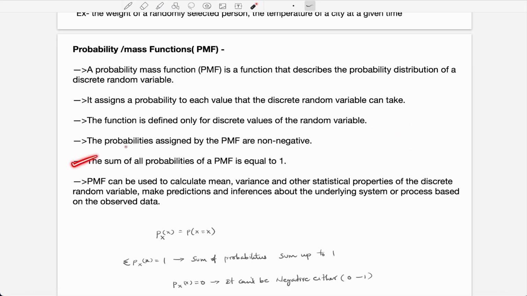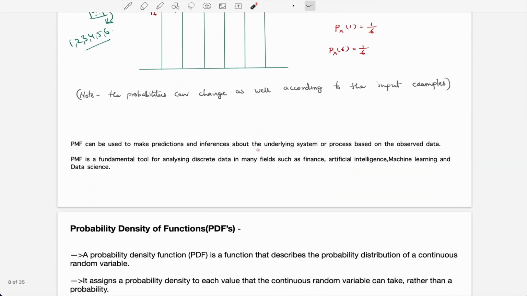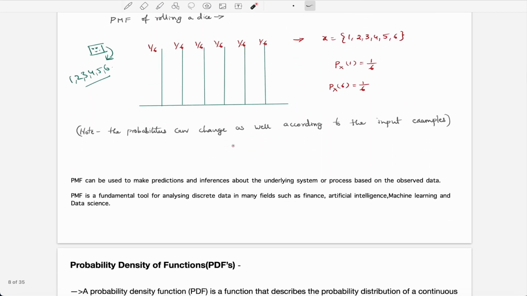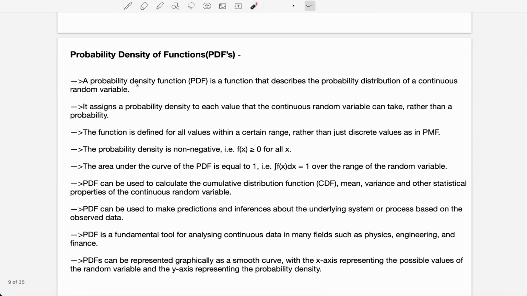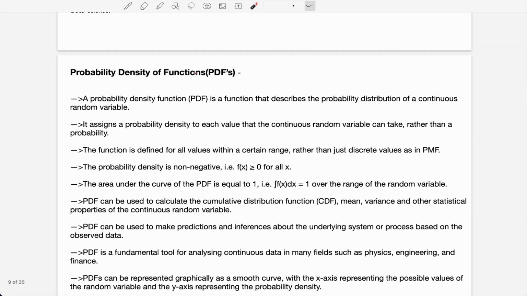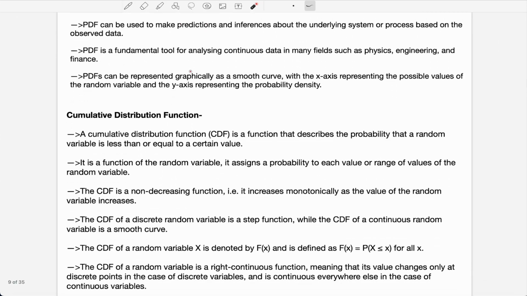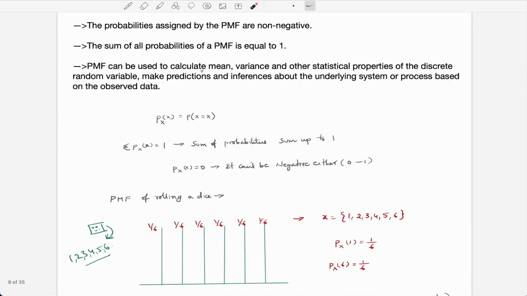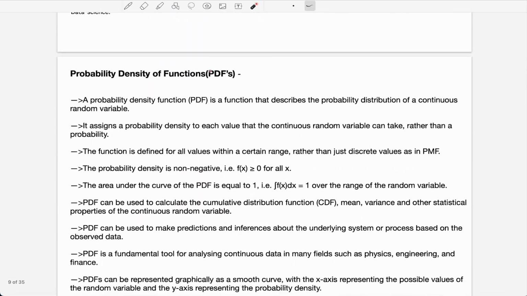And the sum of all probabilities of a PMF is equal to 1, and the same goes for the PDF. I hope you understand this. So we have given an example of rolling a dice, like how we are going to find the probability mass function there, and this is the PDF, the probability density function. I hope you understand what the differences are between the probability mass function and the probability density function.